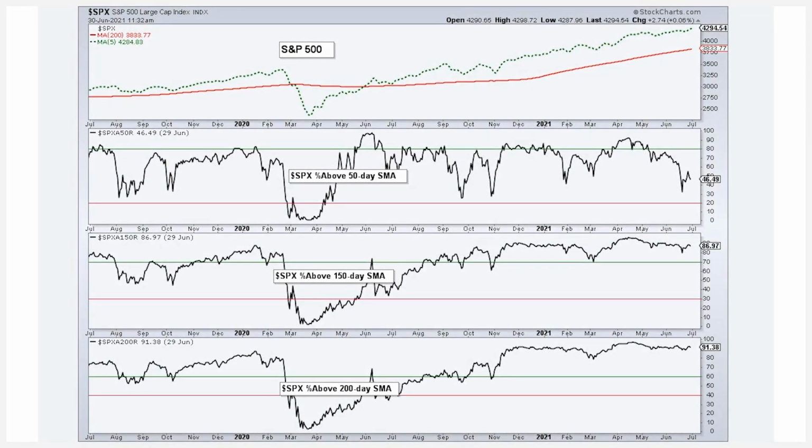So here's the indicator that has everybody concerned, and that is the percentage of stocks above the 50-day SMA here. So on this chart, I've got the percentage above the 50-day SMA for the S&P 500, percentage above 150-day SMA, and percentage above 200-day SMA. Now, what's important to remember here is that the percentage above the 150-day and 200-day SMAs, that is more of a long-term trend type indicator. Percentage above the 50-day SMA, that's kind of getting into mean reversion territory.